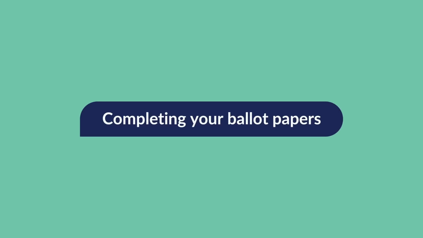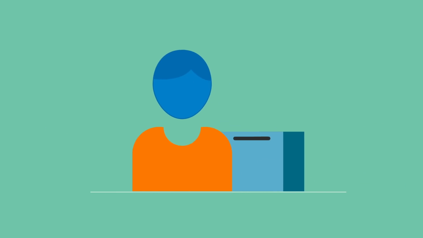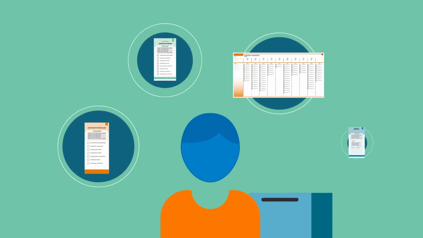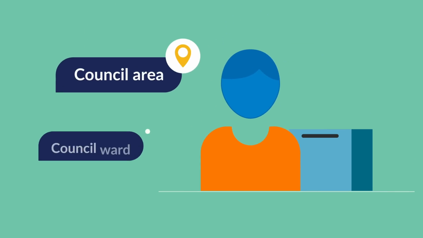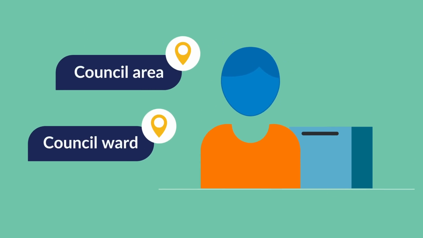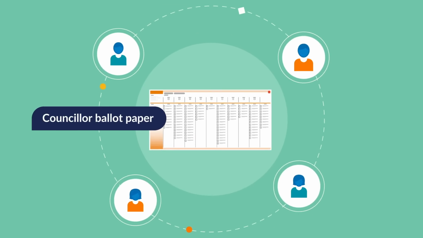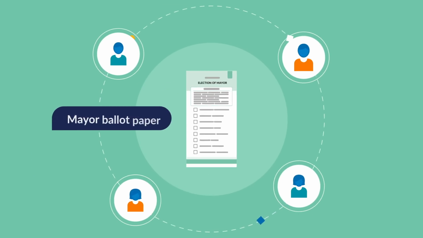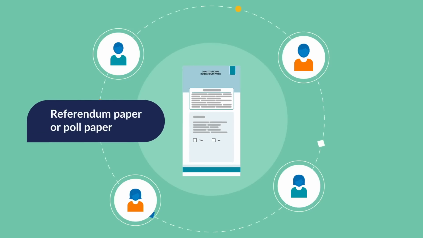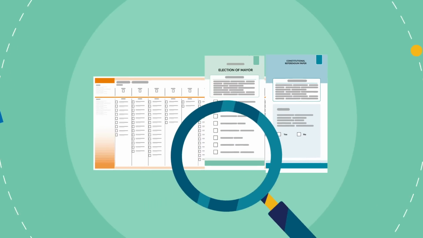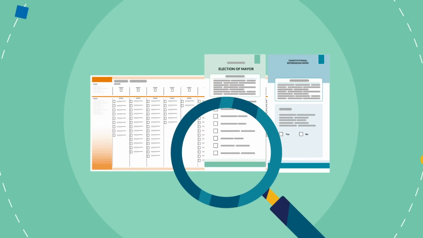Completing your ballot papers. When it comes time to vote, you will be given one or more ballot papers to complete, depending on which council area or council ward you are enrolled in. All voters will be given a council ballot paper to complete. You may also receive a mayoral ballot paper, a referendum ballot paper, and/or a poll ballot paper. Read the instructions on each ballot paper carefully.